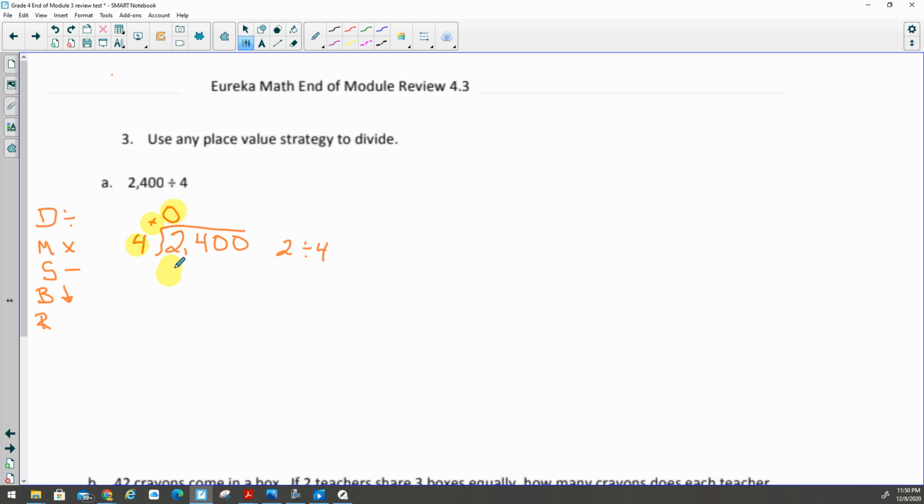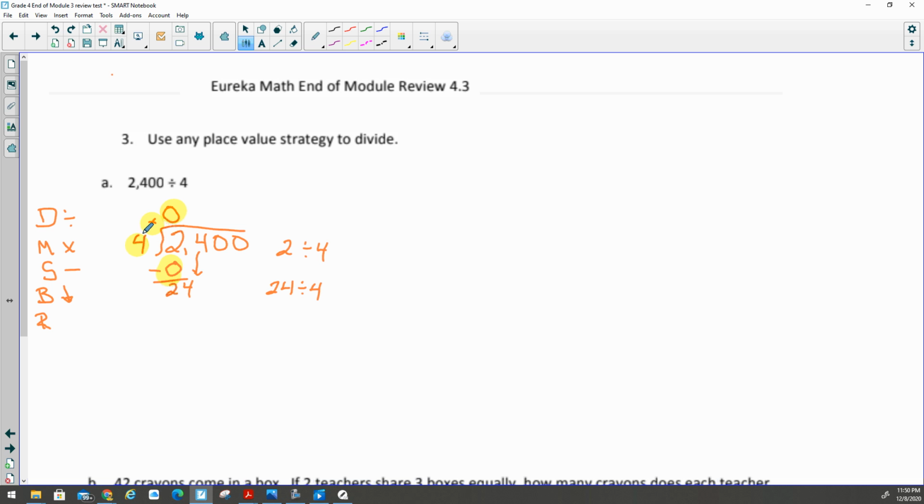So let's go. 0 times 4 is 0. Sister says subtract. We subtract. We get 2. And the brother tells us to bring down. So we bring down the 4. Now remember, if you learned the box method, then brother actually stands for bring up. So that's another way you could do this strategy, right? Okay, and so now we do divide again. We're on Rover. He says repeat. Go check with Dad. Dad says divide 24 by 4.